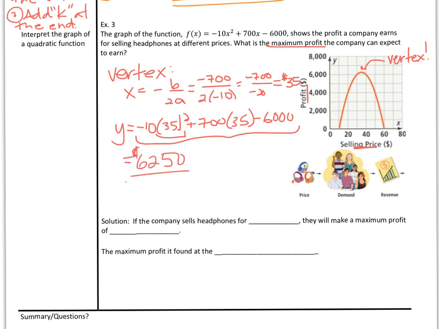We should get a total of $6,250. That's the maximum profit the company would make selling headphones at $35 a piece. So if the company sells headphones for $35, they will make a maximum profit of $6,250. The maximum profit is found at the vertex. And that's lesson 2.2.